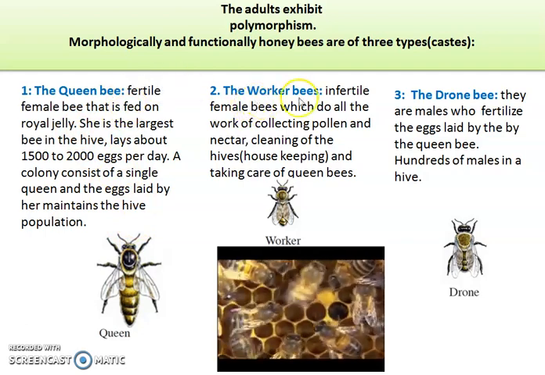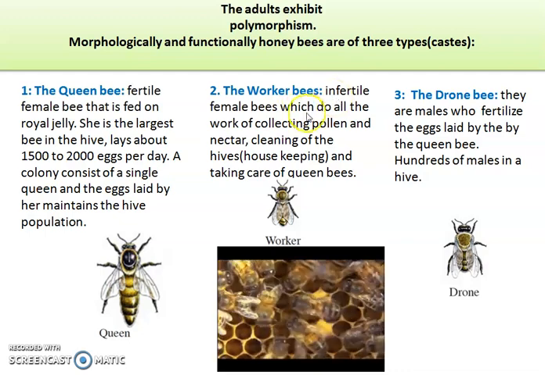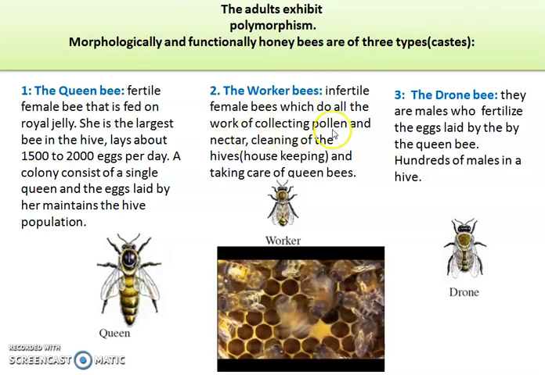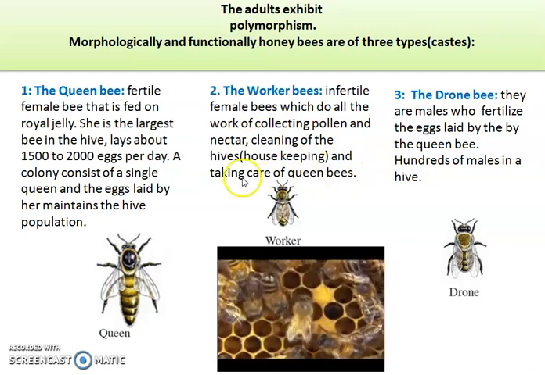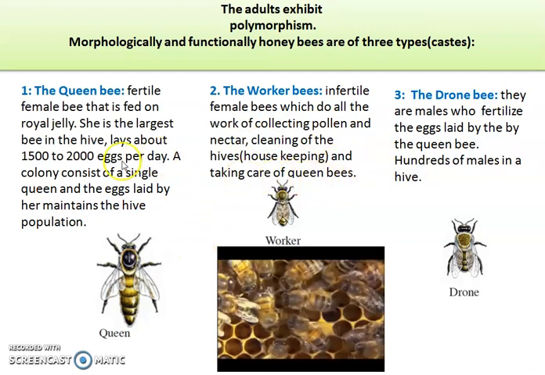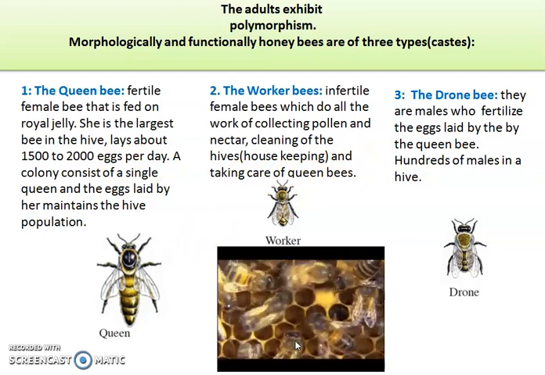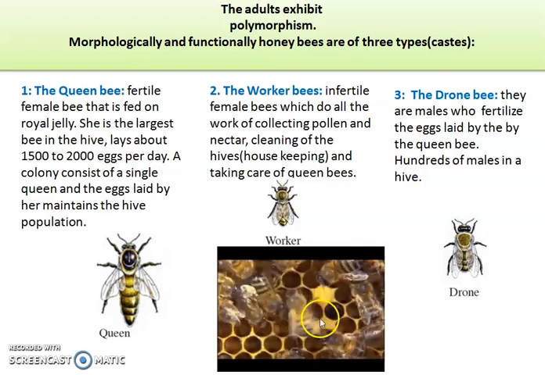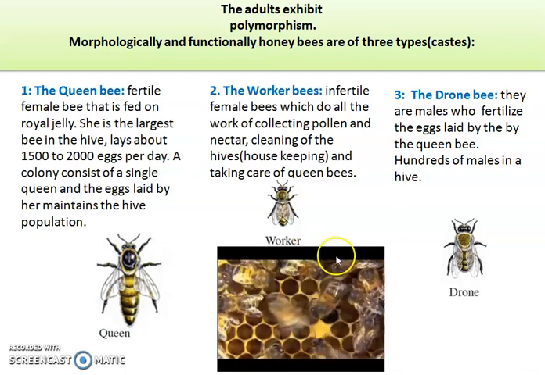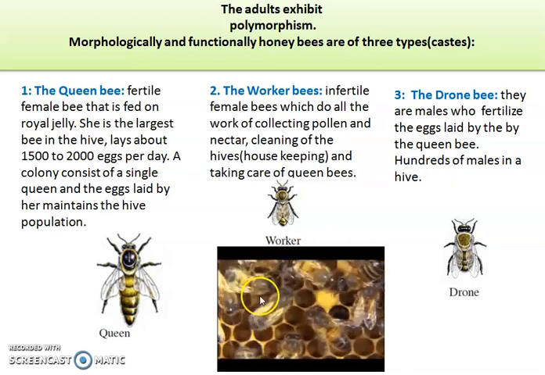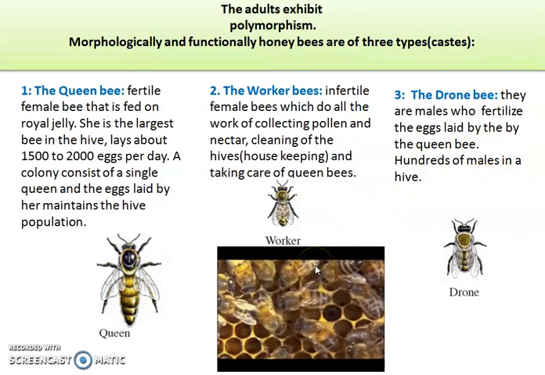Then the worker bees, they are also females, but they are infertile. They cannot lay eggs. They do all the work of collecting pollen, collecting nectar, cleaning the hive, housekeeping, taking care of the queen bee, taking care of the larvae as seen in the previous slide. You have heard the proverb, as busy as a bee. This is what is meant for the worker bees. They are so busy cleaning the hives, taking care of larvae, bringing nectar, taking care of the queen's diet, cleaning, etc.